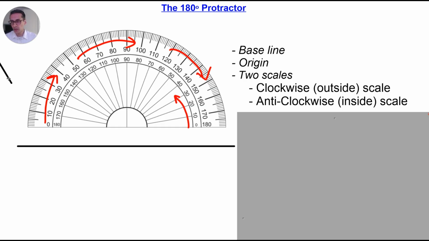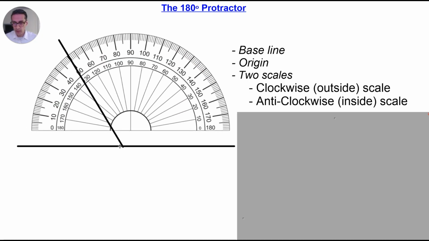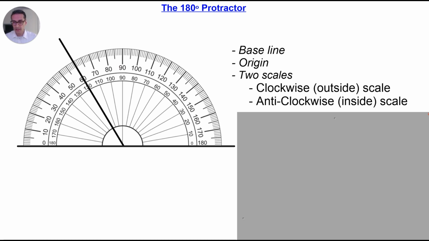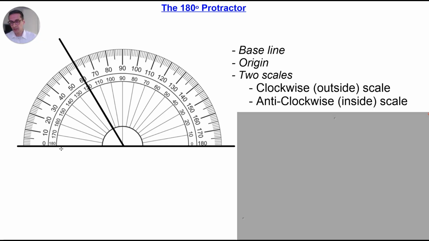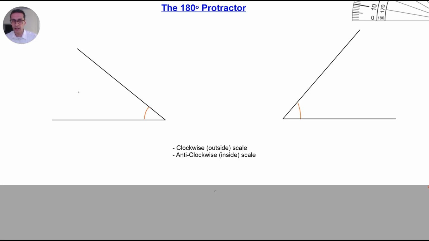So I'll just show you a quick example here. So I'm just making a quick angle. Now as I put the protractor, I line up the vertex and the origin. So the vertex of the angle is this bit here. The origin of the protractor is that bit there. So if I line them up, you can see I have to decide which scale to use. Do I start on the outside or do I start on the inside? And that's what we're going to look at on the next slide here.